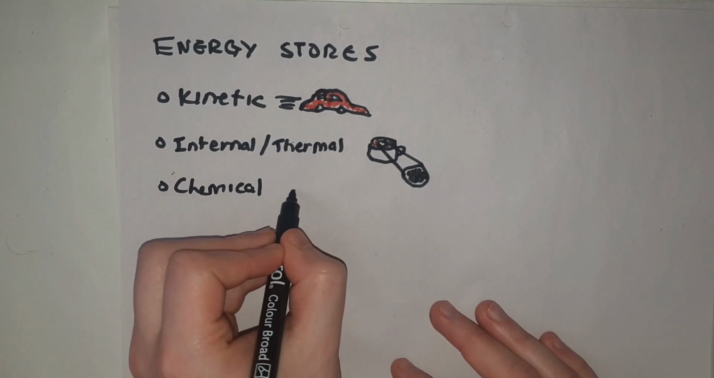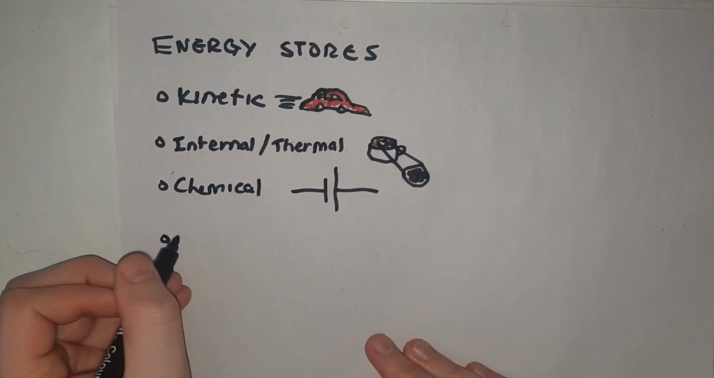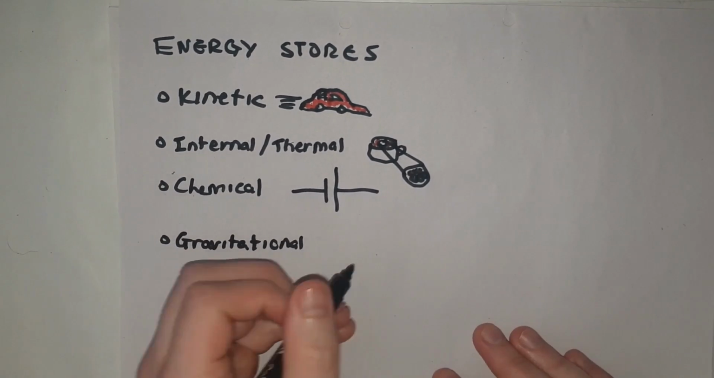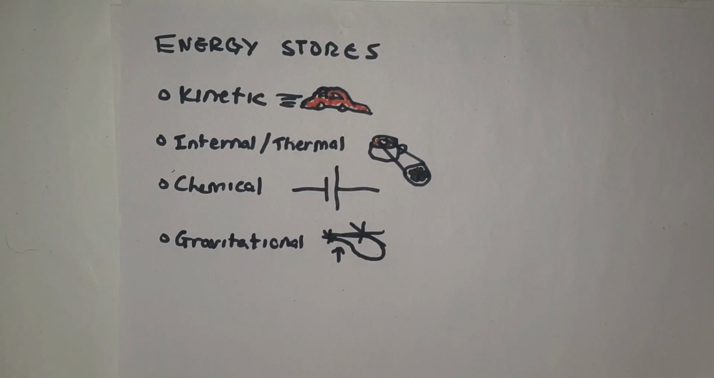Then we have chemical energy. This is the energy stored in chemical bonds, and some examples we can give for this are food, the energy in your muscles, or the energy in electrical cells which are in batteries. Now for number 4 we have gravitational potential energy. Now this is the energy of an object at height, so a helicopter in flight. If you walk up a hill you will gain gravitational potential energy. If you walk back down, you will lose this gravitational potential energy.